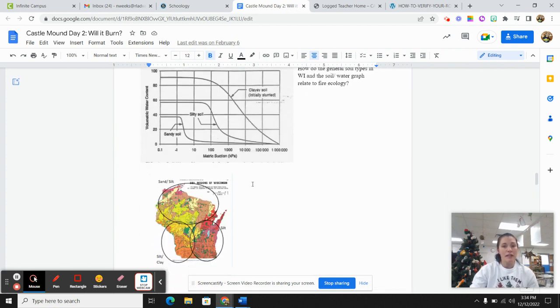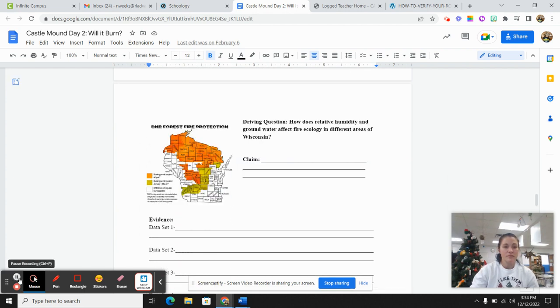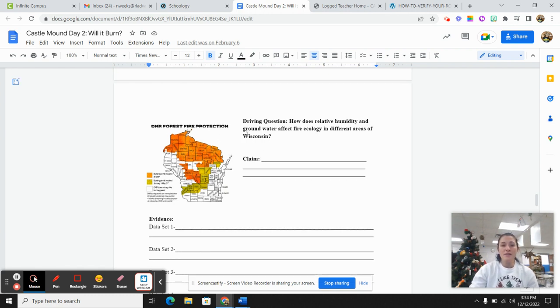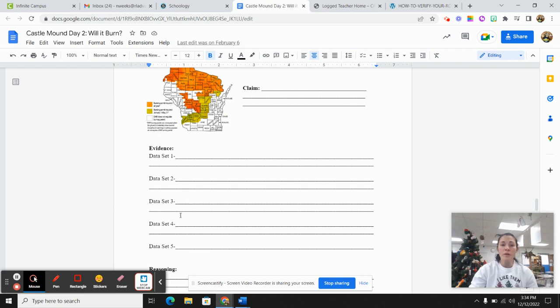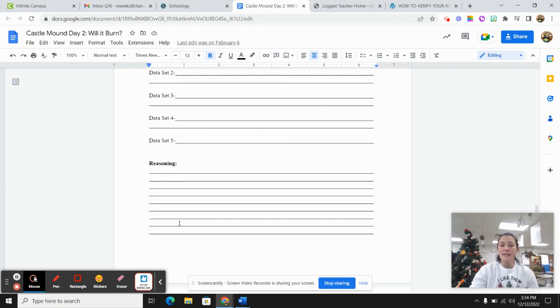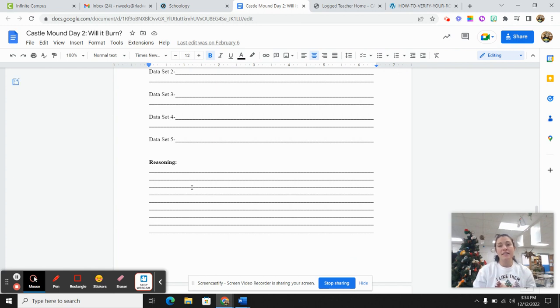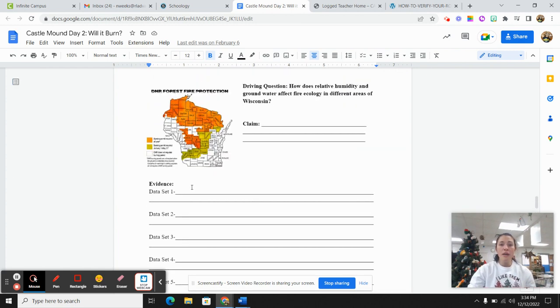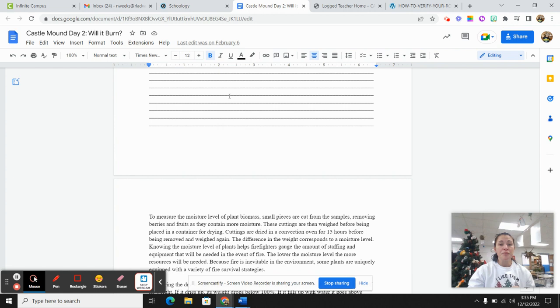So think about how that relates to fire ecology. With that information, what you are going to do in your group now is write a claim that answers this question, and jot one piece of data from each one of those data sets and then put them all together in a concise reasoning. So our big question is, how does relative humidity and groundwater affect fire ecology in different areas of Wisconsin? Work together with your group and pull all of this information together. In this lab, this chunk of info I will be grading. So make sure that you are filling this out appropriately.